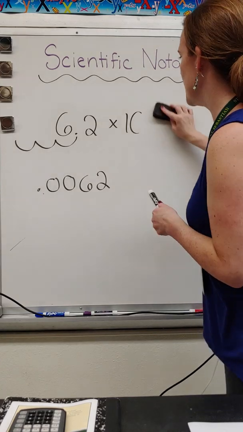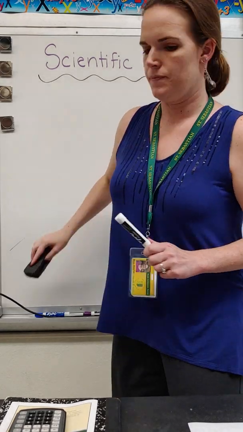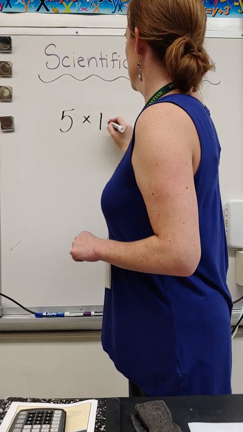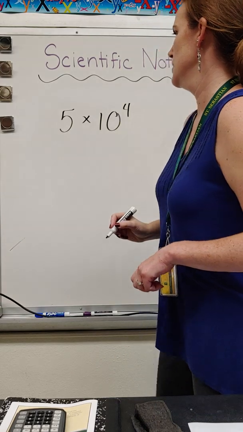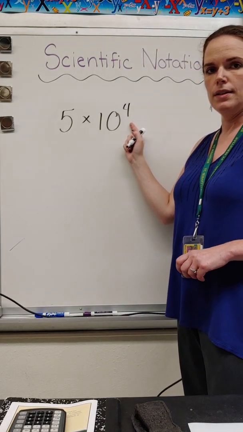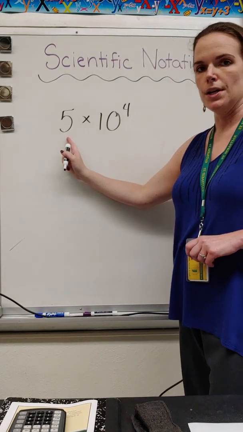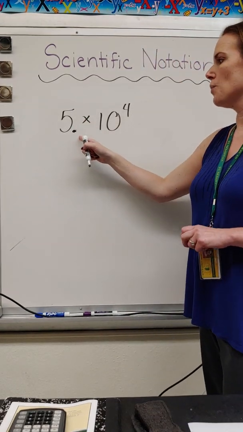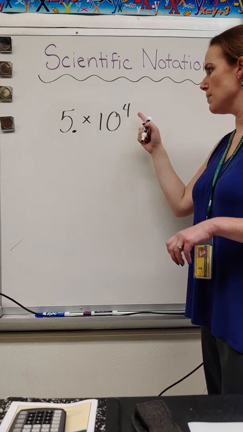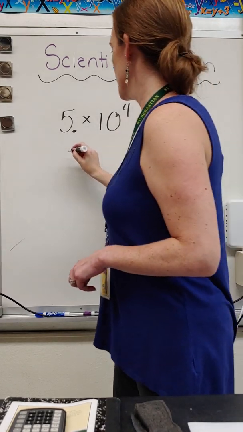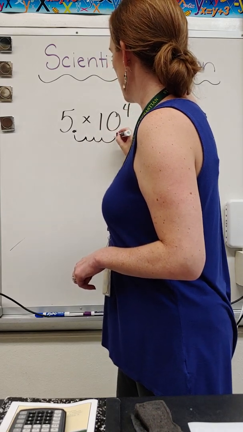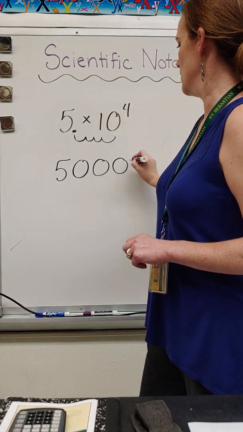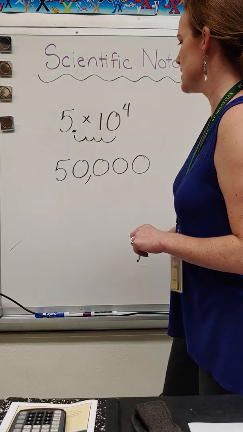We'll do one more with a positive. Say you have 5 times 10 to the 4th. This time it's a positive 4. Whenever it's just a whole number, the decimal is right after it. That means I'm moving it 4 spaces to the right. It's positive, so I'm making it bigger. So I'm going to have 1, 2, 3, 4, which means I need 4 zeros, which means that's my answer.